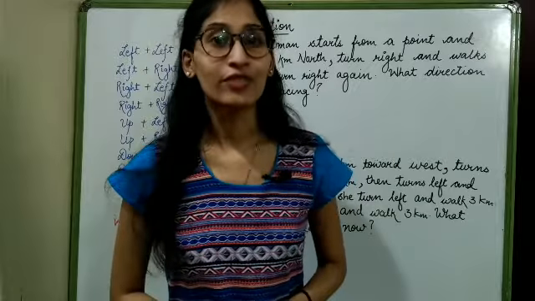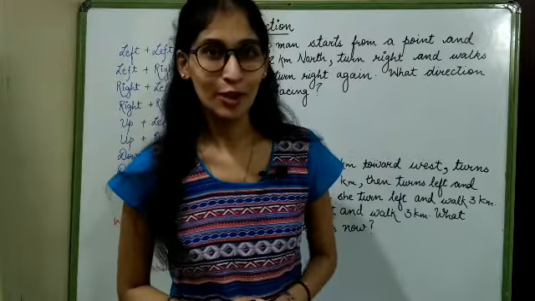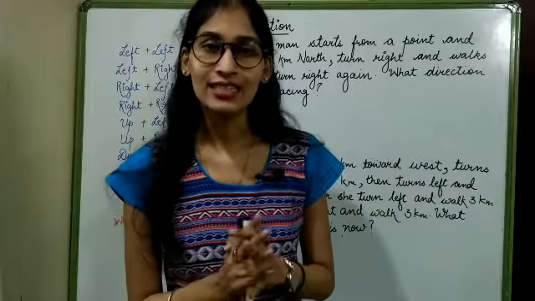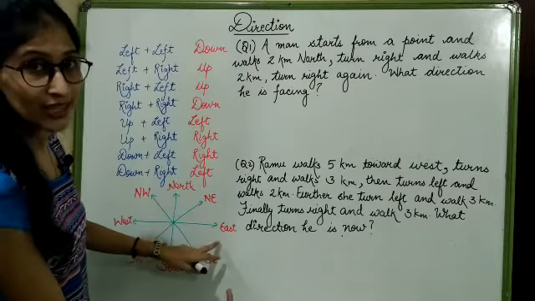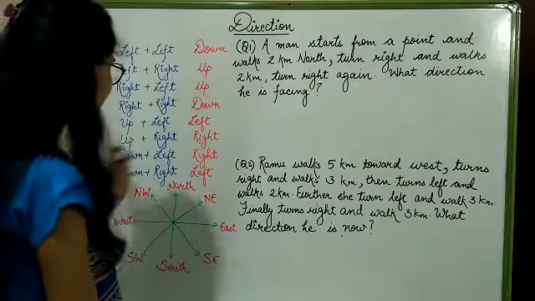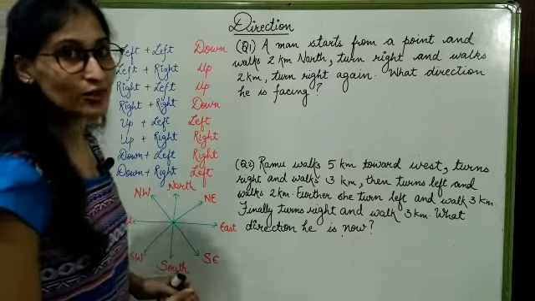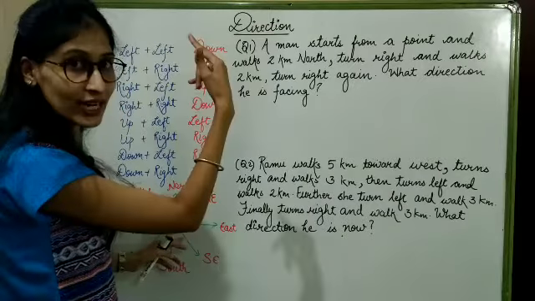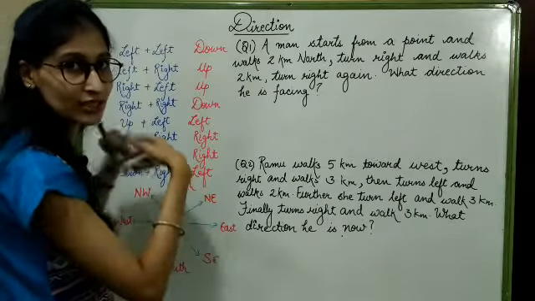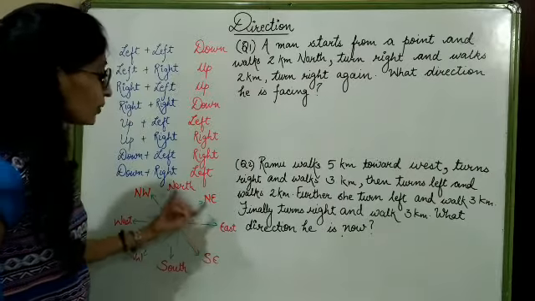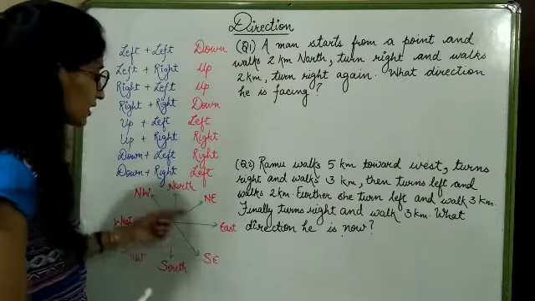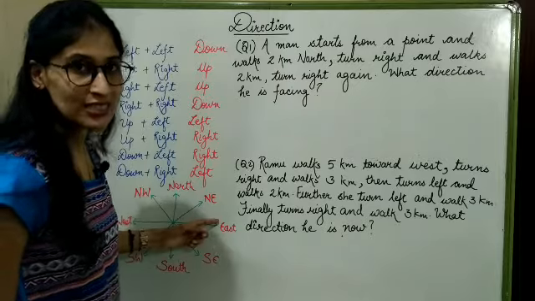In today's class, we are going to discuss a very important topic of reasoning, that is direction sense. On the right hand side, we call it east. On the left hand side, direction is west. On our head, direction is north. Downward is direction south. In between east and north, direction is northeast.